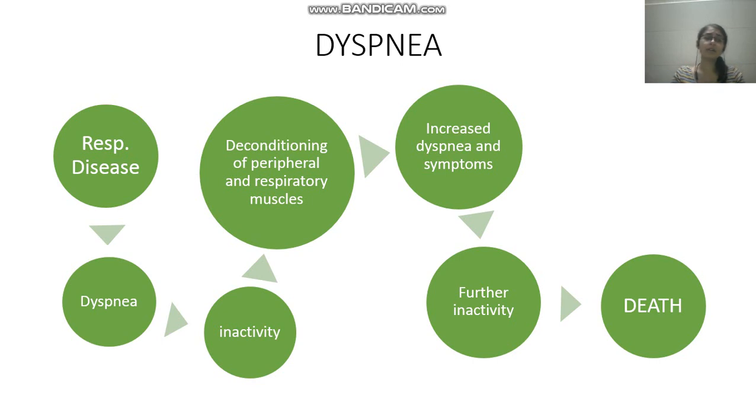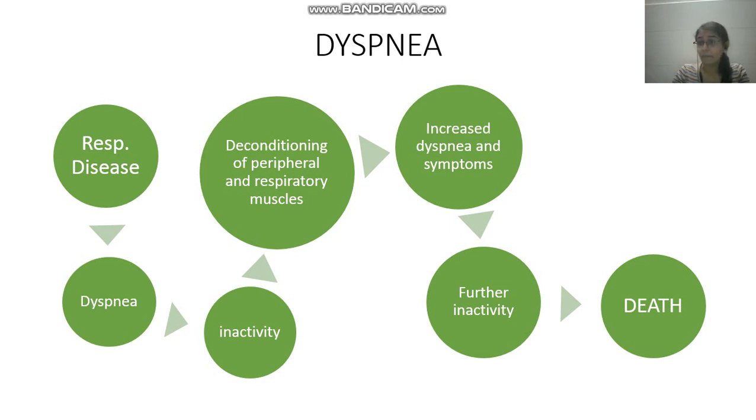Dyspnea. Most of the respiratory diseases, you can see here the flow chart, most of the respiratory diseases will lead to dyspnea. Dyspnea, because the patient is taking very shallow, very small breaths, the patient does not have appropriate oxygen transfusion. There is mismatch in V by Q ratio. The required oxygen is not reaching the periphery.